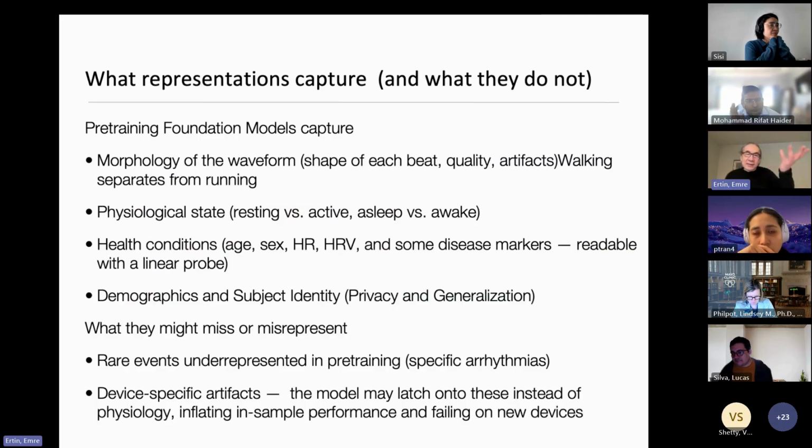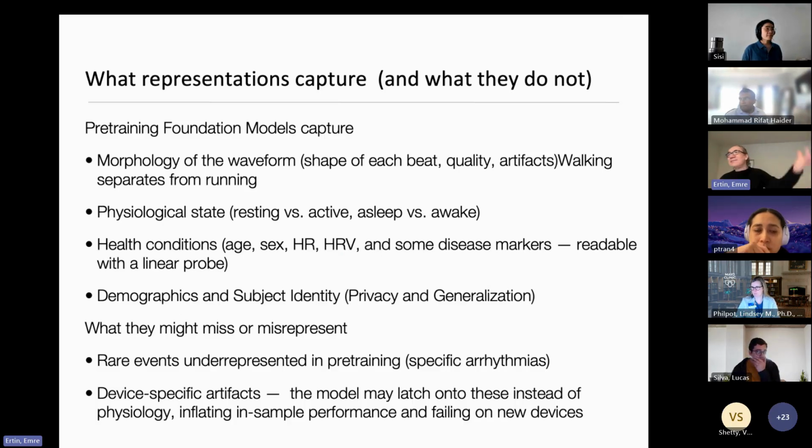So at the end, these representations capture the morphology of the waveform, the beat, the quality, the artifacts, and can separate walking from running, let's say. It can figure out the physiological state, whether I am stressed or not, asleep or awake, just by self-organization. It does have information about health conditions, and perhaps surprisingly, it has demographics and subject identity in there too. Since nothing asked it to be privacy sensitive, this identity is already also clustered.